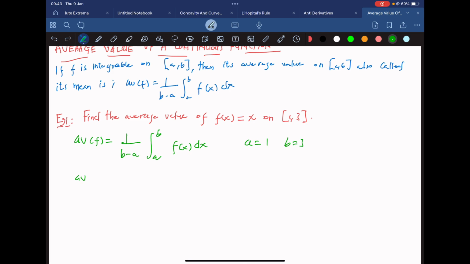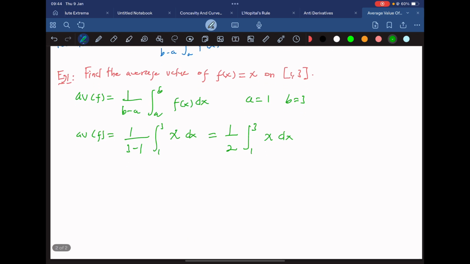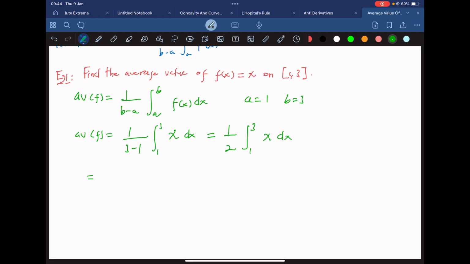Doing substitution, we have 1 over 3 minus 1, integral from 1 to 3. f of x was given as x, then dx. So this simplifies to 1 over 2, then the integral from 1 to 3 of x dx. Now remember from our previous video, to integrate this, whenever you have a polynomial, all you have to do is add 1 to the exponent. x just has an exponent of 1, so we add 1. Then afterwards we divide by the result, so 1 plus 1 is 2, and we divide by 2.